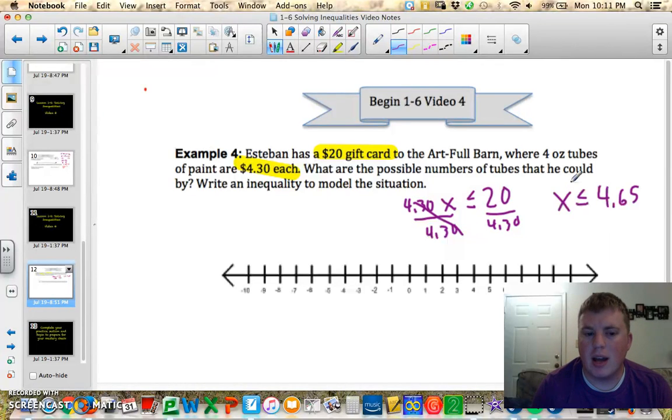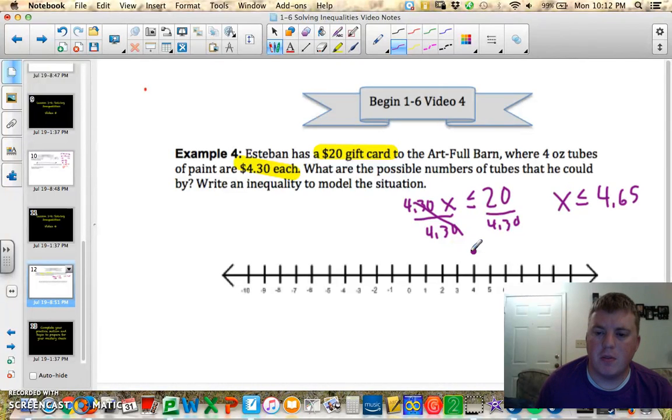Now, with word problems, we can't just give a straight number like that. We have to think about what kind of answer actually makes sense in this problem. If Esteban were to go into the Artful Barn and say he wanted 4.65 tubes of paint, they would probably give him a pretty funny look. They're not going to let him empty out just a little bit over half the tube and buy it just like that. They're going to make him buy the whole tube or not. So even though he can technically buy a little bit over 4, because that's not enough to buy a 5th tube, 4 tubes is going to be the most that he can buy.